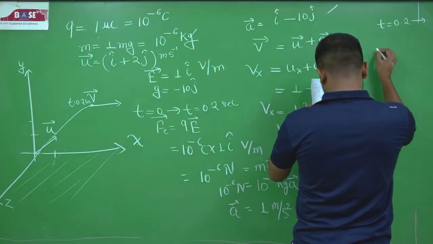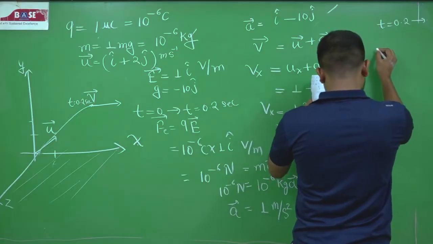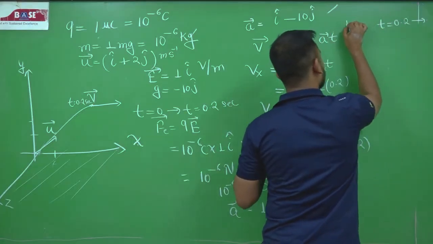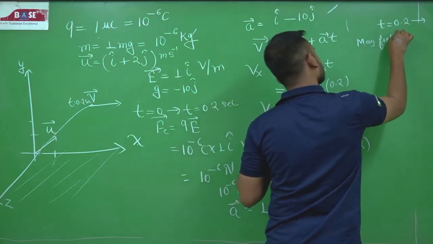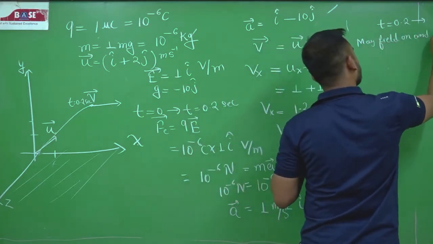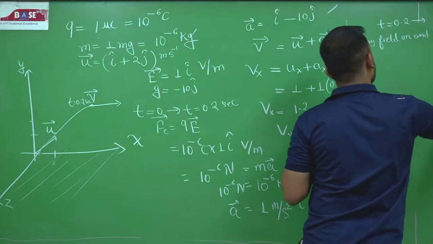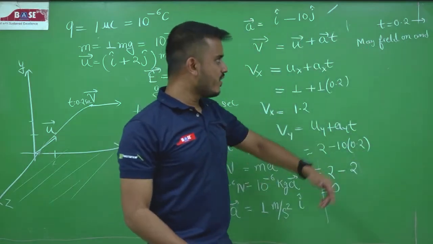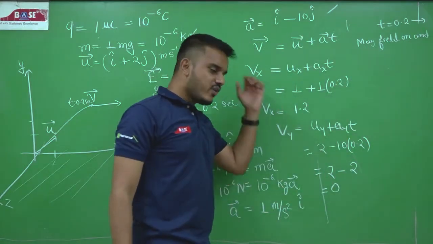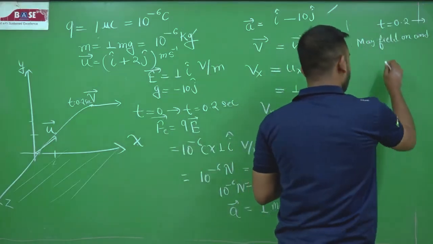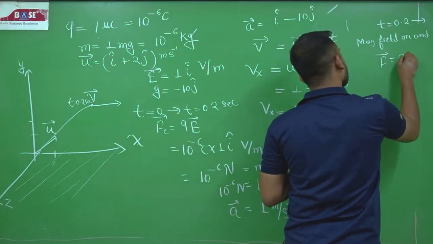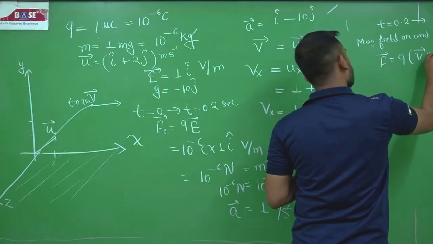Magnetic field will turn on after 0.2 second. So electric field is off, magnetic field on. So now because the magnetic field is on and we have the velocity of the particle here, we can say that force will act, F vector equal to q v cross B. This is the magnetic force.